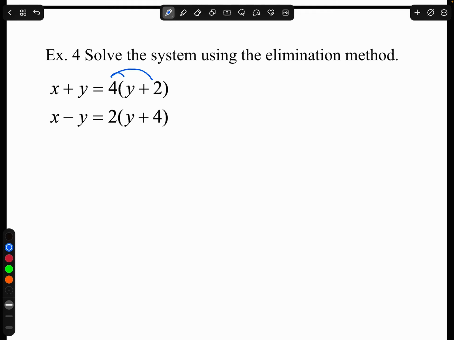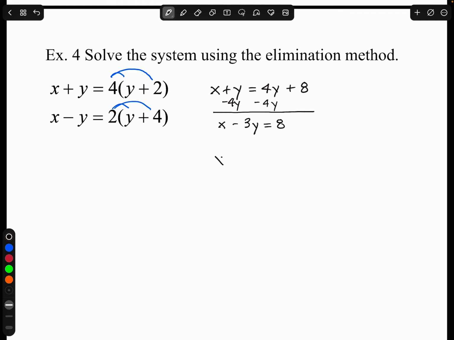I'm going to get rid of these grouping symbols by multiplying the 4 through. So I have x plus y is equal to 4y plus 8. And then I'm going to subtract my 4y just to get my y's all together. Move that over, keep my y's lined up. So I have x minus 3y is equal to 8.